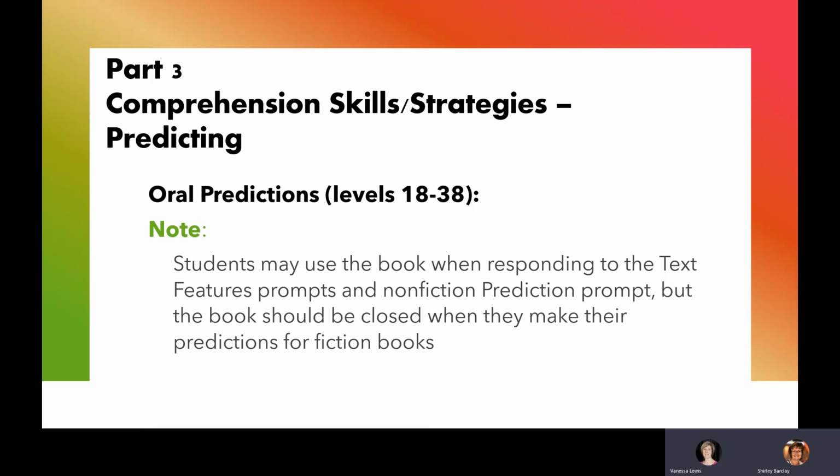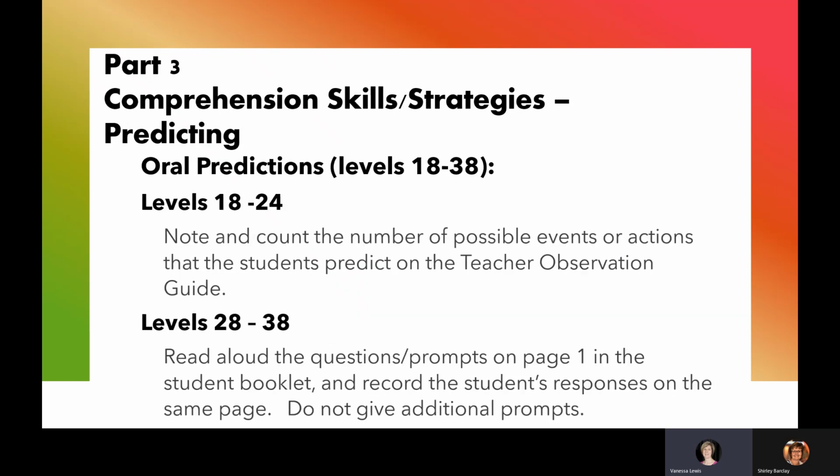And then we move into part 3, which focuses on comprehension. Those skills and strategies become so important, and it begins with predicting, where students make predictions about what they're anticipating is going to happen in the text. Just something to note here: for certain levels, students may use the actual book when responding to the text features prompts and nonfiction predictions prompts, but the book should be closed once they make their prediction for those fiction books. So that's just a notation.